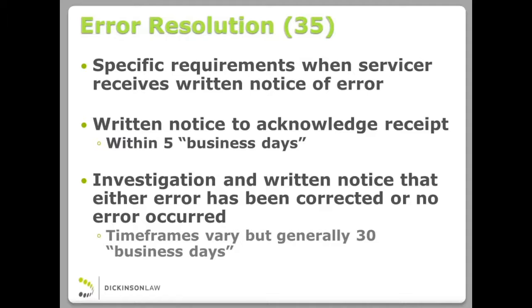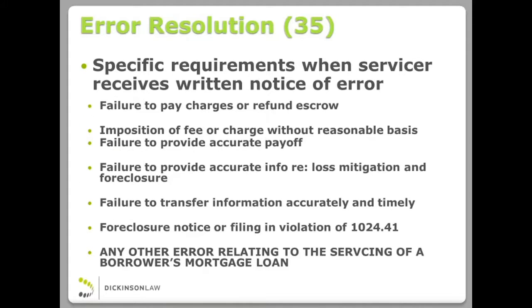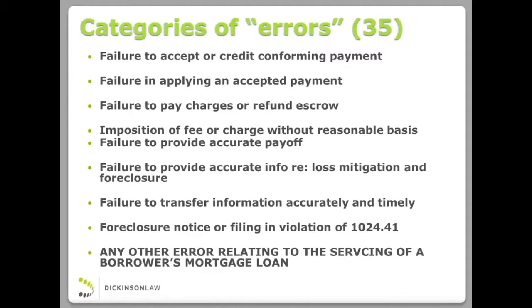The general timing is you have to respond within 5 business days of that written notice and acknowledge receipt, and generally investigate and give a notice that the error has been corrected or that no error has been found within 30 business days. We'll go into a bit more detail of the process that you go through here in a moment. But what is an error, first of all?